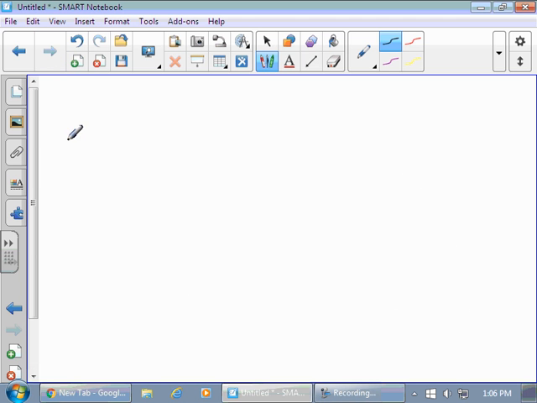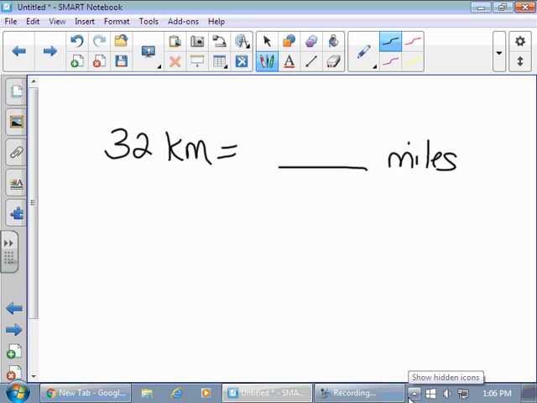So let's do one the opposite way. Let's say I have 32 kilometers equals how many miles? So I'm going to use one of the fractions that I just had. So you may have to look at it. Now your first step should always be to write it down, show me what you're going to multiply it by, and then you can pick your calculator up. You don't need your calculator until you show me those steps first, okay?